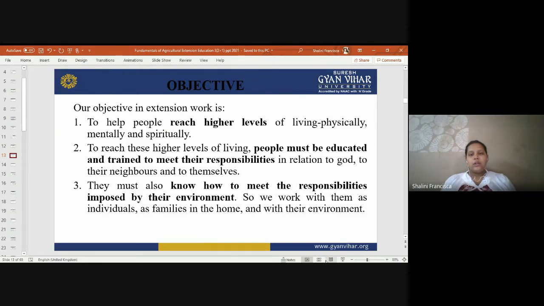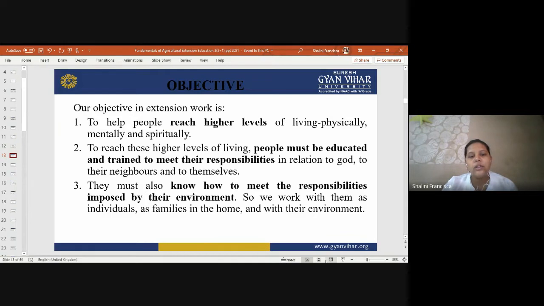Then, relation towards God means that people must have a relation with God, so their spirituality shouldn't be hampered, and they should attach with each other through godly rituals and help each other.